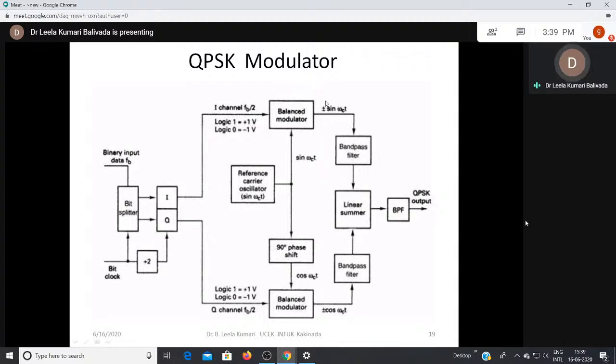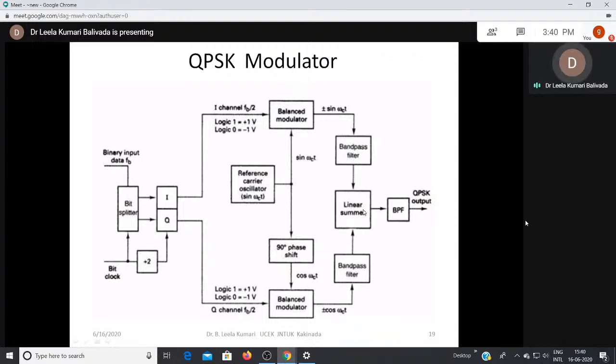Therefore, at the output of the I channel balanced modulator, we will have 2 phases, plus sine omega ct and minus sine omega ct. For the Q channel balanced modulator also, 2 phases, plus cos omega ct and minus cos omega ct. Now, when the linear summer combines these 2 quadrature signals, there are 4 possible resultant phases: plus sine omega ct plus cos omega ct, minus sine omega ct plus cos omega ct, plus sine omega ct minus cos omega ct, minus sine omega ct minus cos omega ct. These are the 4 different phases that appear at the output of the linear summer.